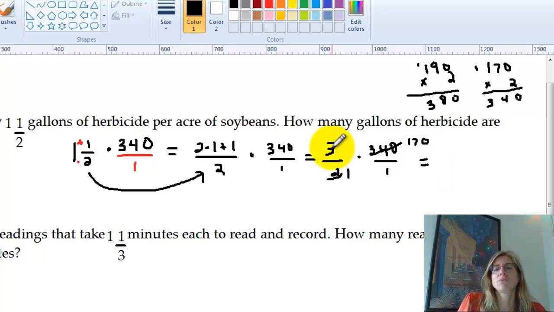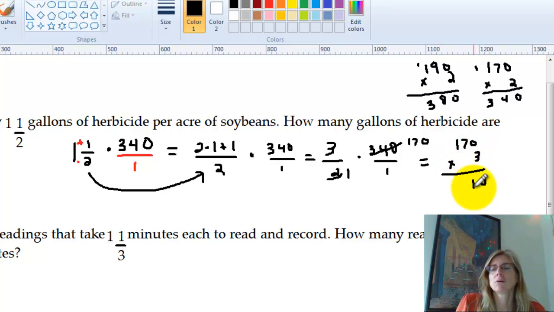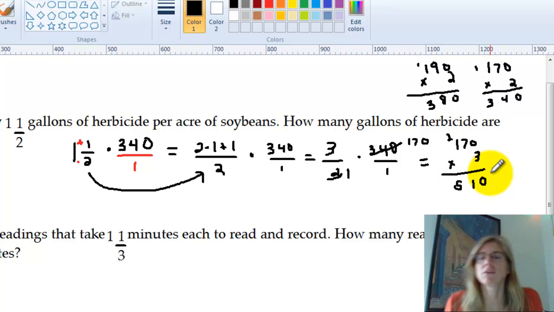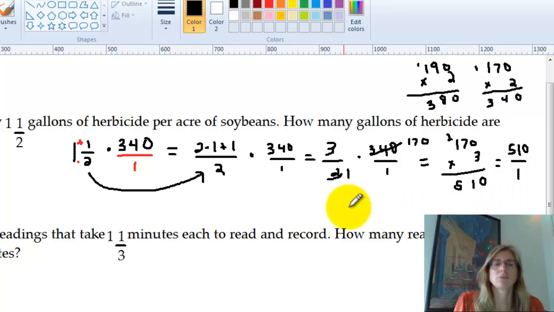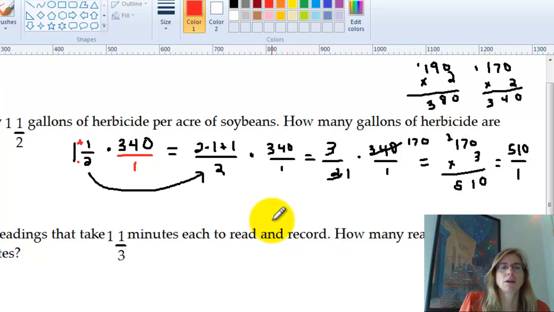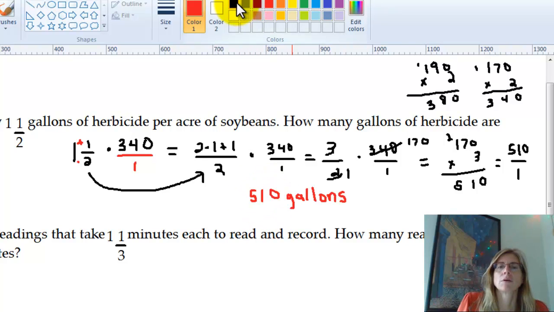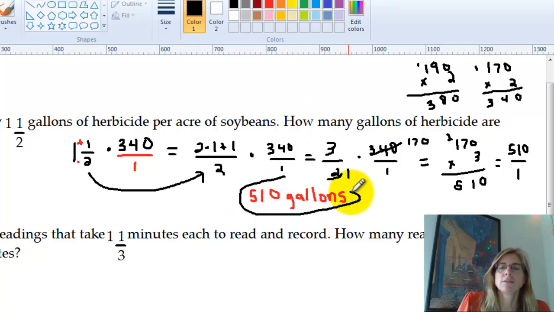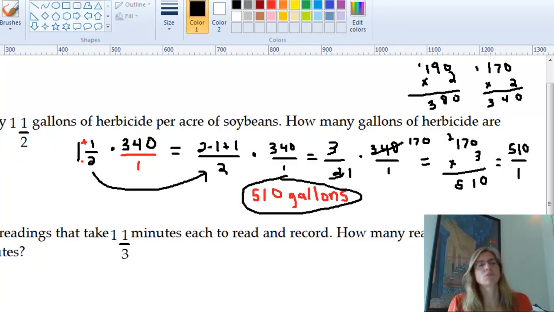And now we have to figure out 3 times 170. That's 0, 21, and 5. 3 times 1 is 3, plus 2 is 5. 510. So we get an answer of 510 over 1. So our answer is 510 gallons. Alright, 510 gallons is the answer to number 47.